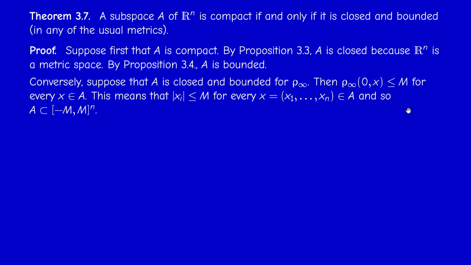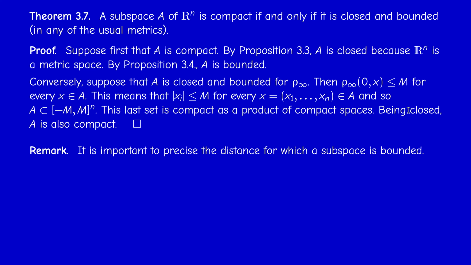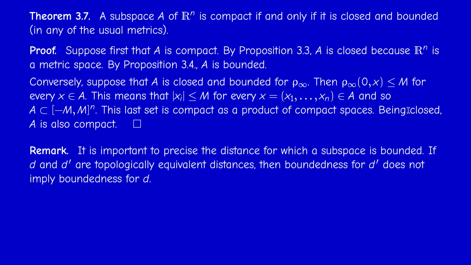It's a square. But according to the previous theorem, minus m, m closed is compact. And we proved earlier that a product of compact metric spaces is compact. So A is contained in a compact set, and since it's itself closed, it is compact as well, because the closed subset of a compact set is compact. And that's it.